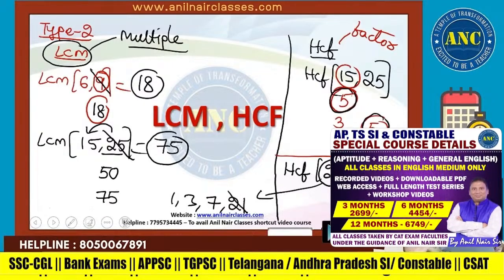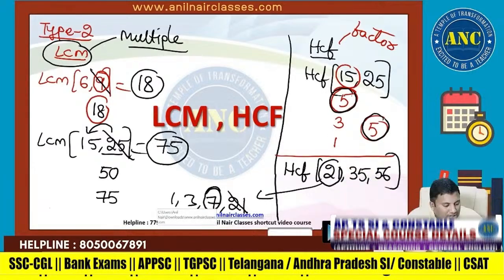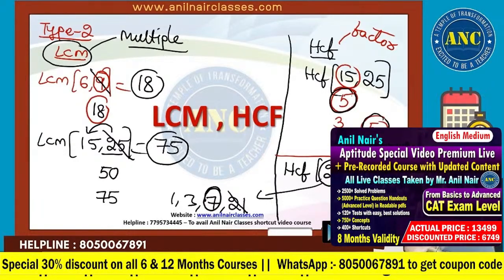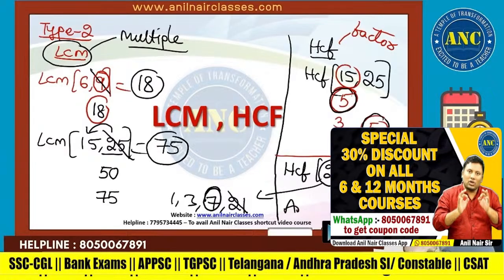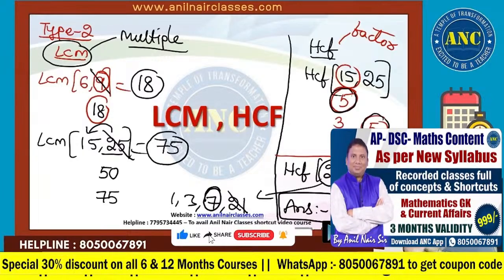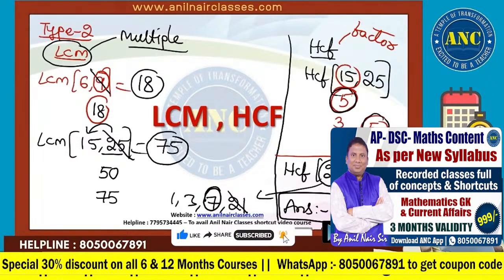What is the next number? The next number is 7. Is 7 a factor of 35? Yes. Is 7 a factor of 56? Yes. So the answer for this question is 7. I hope the idea is clear.